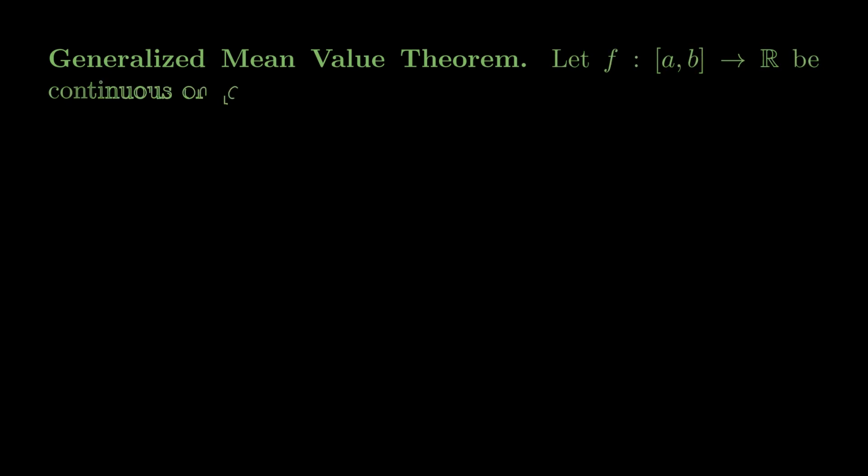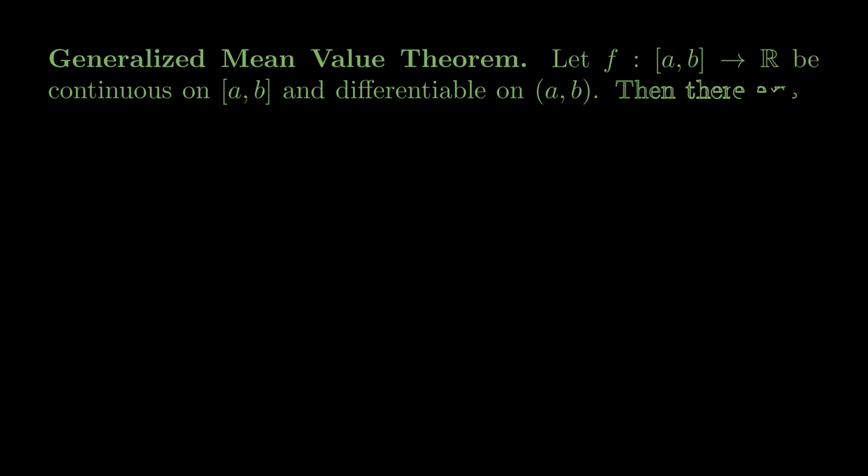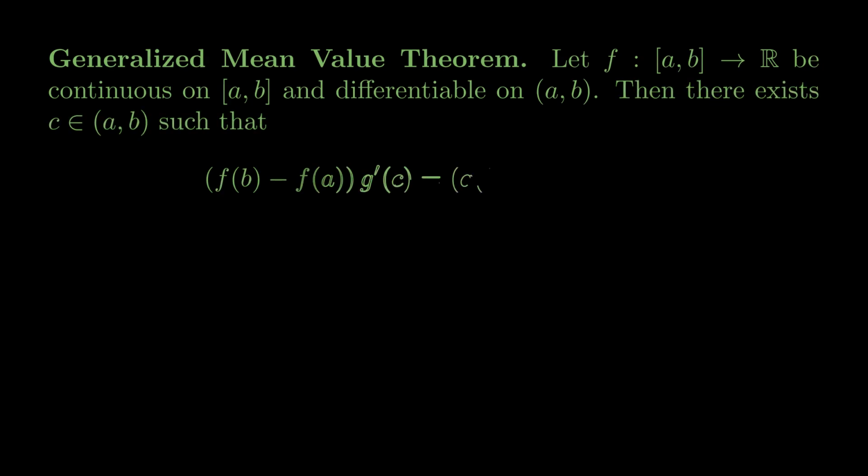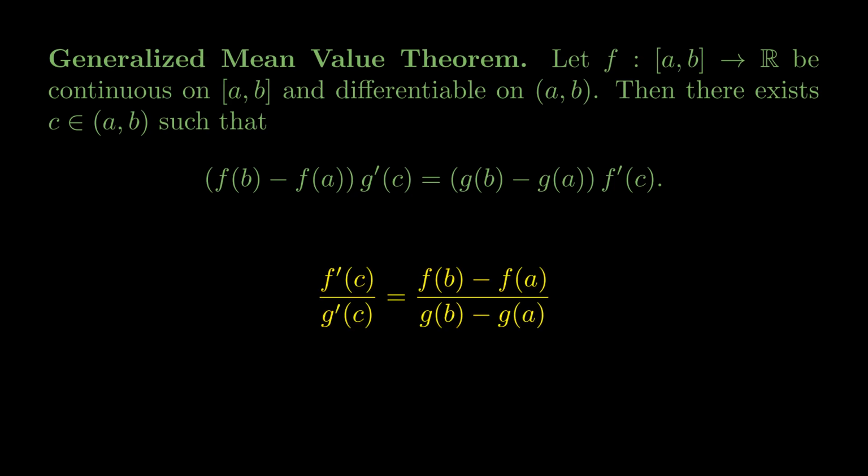Let f and g from the closed interval [a, b] to R be continuous on that closed interval and differentiable on the open interval (a, b). Then there exists a c in the open interval (a, b) such that (f(b) - f(a)) times g'(c) equals (g(b) - g(a)) times f'(c). And it's stated this way so that it still holds when g'(c) is equal to 0. But if we assume that g'(c) is not equal to 0 and g(b) is not equal to g(a), then we could restate the conclusion as f'(c) over g'(c) equals (f(b) - f(a)) over (g(b) - g(a)).